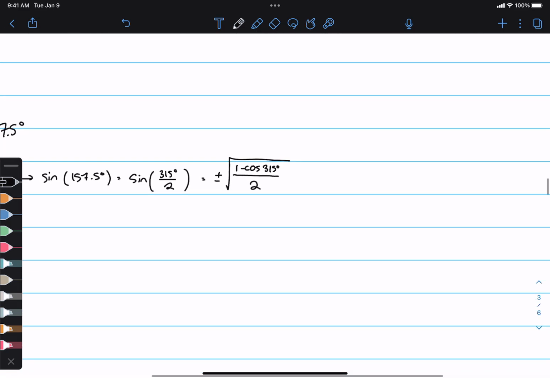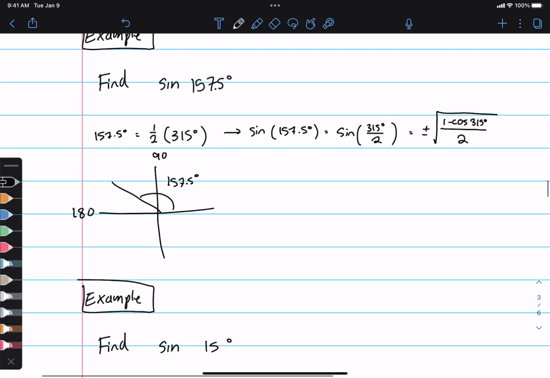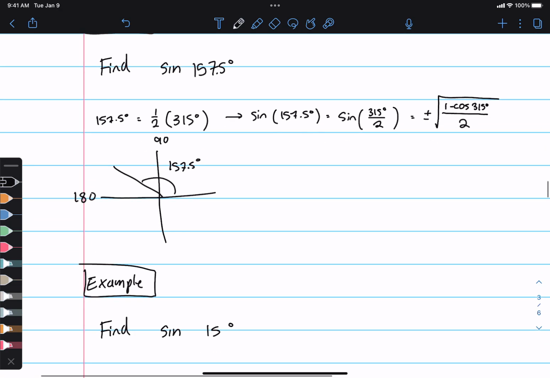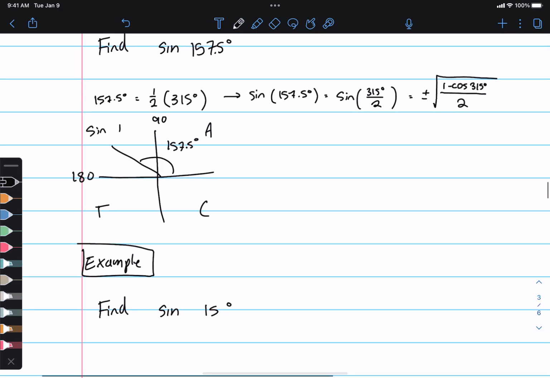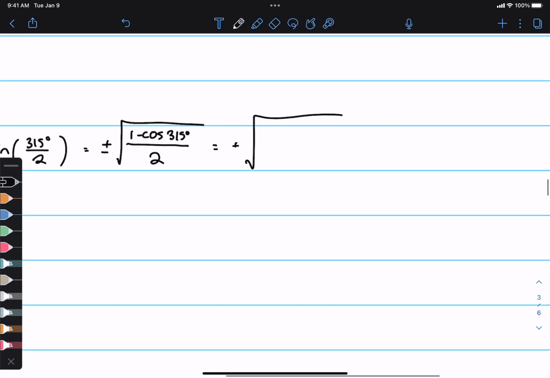So now this requires a bit of critical thinking on our end. So sine of 157.5 degrees. Let's draw 157.5 degrees. It's going to be somewhere over here, right? So it's between 90 degrees and 180 degrees. What that means is that sine is going to be positive here, right? Remember, you're all silly tomcats, right? So sine is positive here. And so we're going to choose the positive square root. And the cosine of 315, if you look on your unit circle, is going to be root 2 over 2. So 1 minus root 2 over 2, all divided by 2.